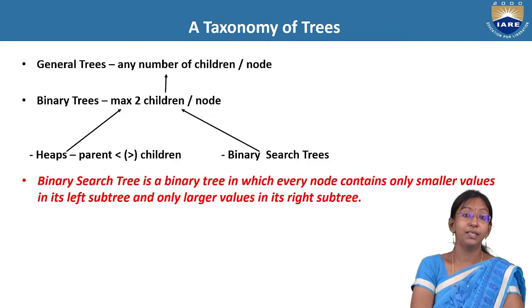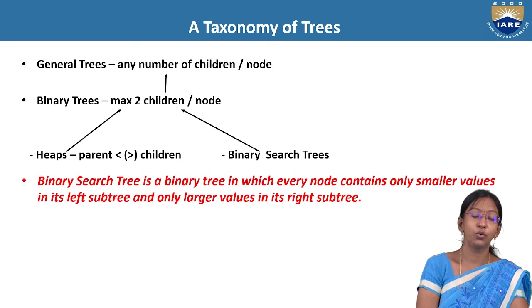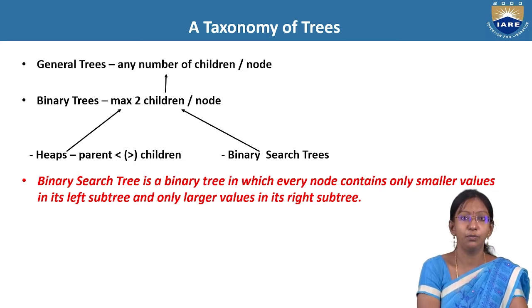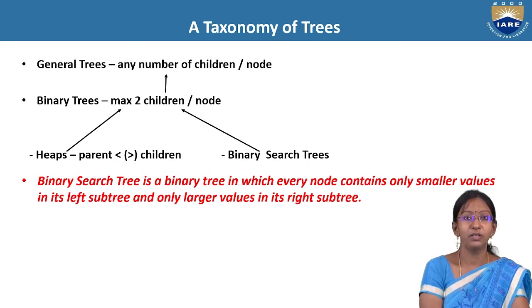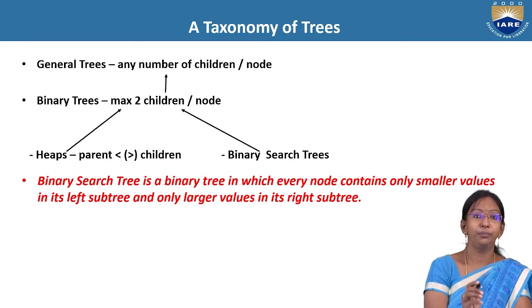So coming to the basic taxonomy of trees. They might ask you the taxonomy of trees and explain. So starting from the general trees, putting a constraint on general trees that it can have a max of only 2 children, we get binary trees. Then again putting constraints on a binary tree, you can construct heap trees and binary search trees. Okay, so an important question over here is what a binary search tree is.